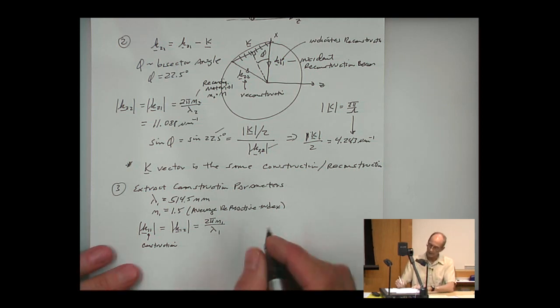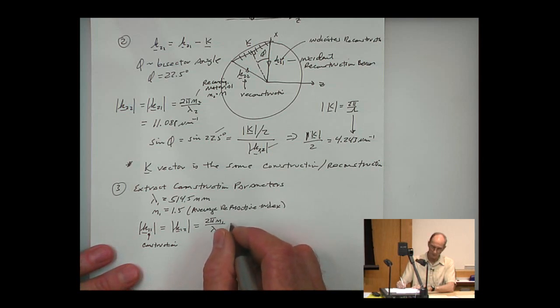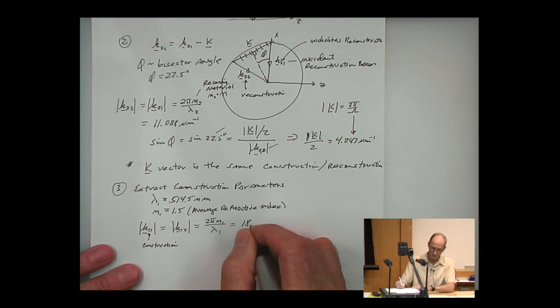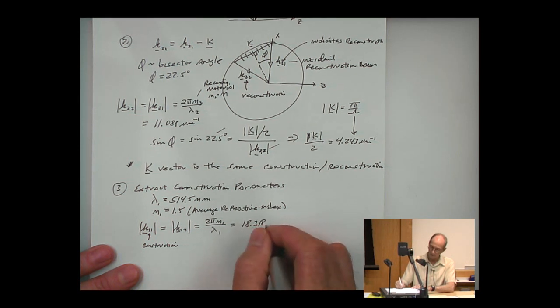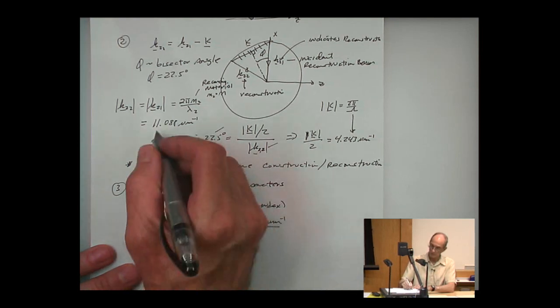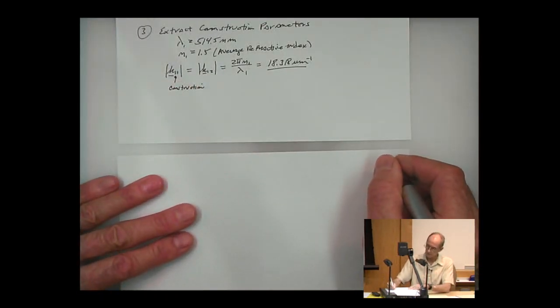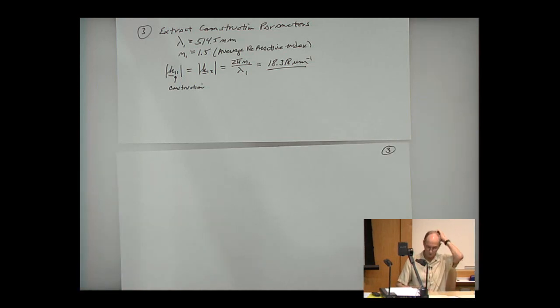All right, so at any rate, this is now going to be equal to, doing the numbers, about 18.318 inverse microns. So very significantly different from the reconstruction at 850, again scaled by the difference in wavelength. All right, so now let's draw this out. I'll take a clean sheet here to do it more clearly.